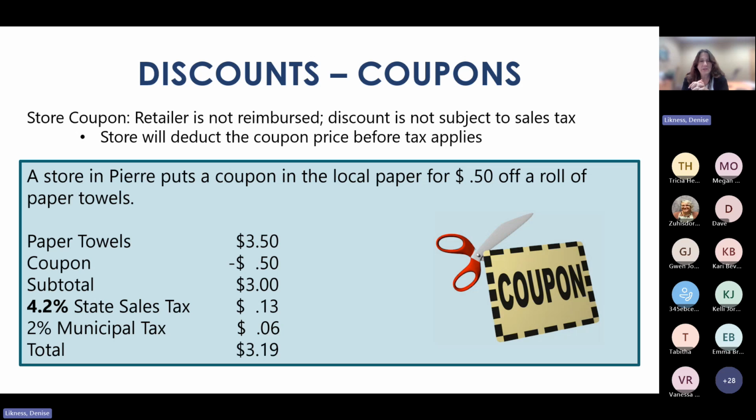And I know we don't really get into it in the slides, but I always had a separate slide when I used to do it on the manufacturer coupons. It's a little bit different because it acts as a reimbursement. The store is actually going to get paid that 50 cents in this case. If this was a manufactured coupon, the store would actually get paid that 50 cents. In this case, the store is not getting paid. It's a discount. So in the case of a manufactured coupon, the $3.50 is what would be taxed. The subtotal would be $3, but the tax would be on the $3.50.